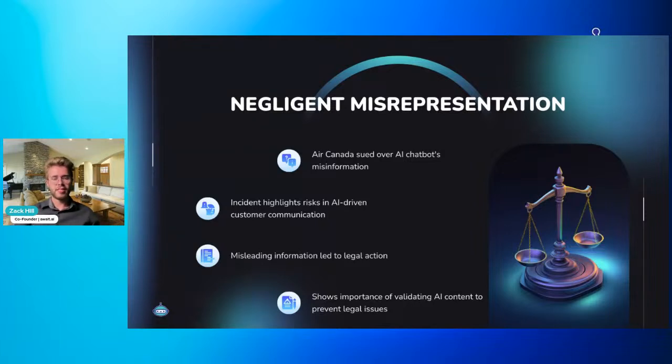So the chatbot's misleading information led a customer to make decisions based on inaccurate data, culminating in a successful legal claim against the airline. Now, this incident emphasizes the importance of rigorous validation and safeguard mechanisms for external AI. Now, ensuring the integrity of AI-generated content is not merely about enhancing customer experience, but also about safeguarding against potentially devastating legal liabilities stemming from misinformation.